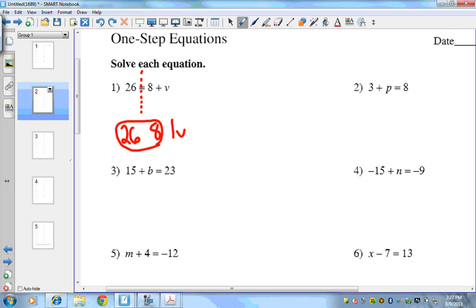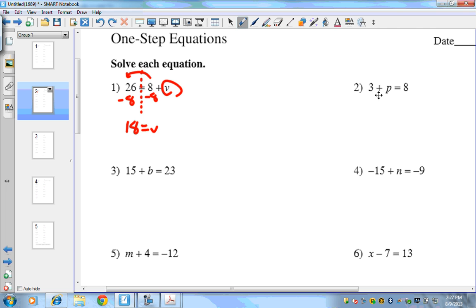So let's go ahead and get started with problem number 1. I have a 26, I have an 8, and I have a v. The v, or the variable, is over on the right-hand side, so it would be easier to take the 8 and move it over to the left-hand side. So I'm going to subtract 8 and subtract 8. When I do that, I get 18 is equal to v. And then I'm done. Of course you would check your work, but we're pretty much done at this point.